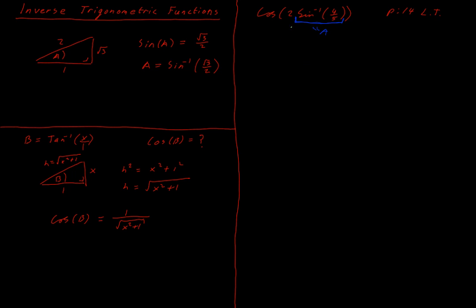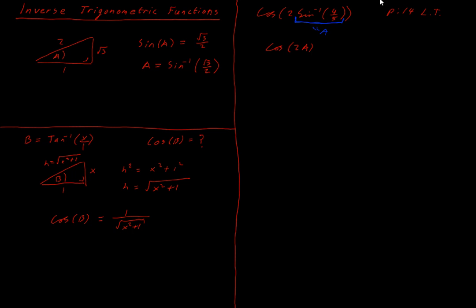So this is just the angle A. To make this look a little bit more familiar to ourselves, we could say that this is cos of 2A. And immediately we know what we're going to deal with. We're dealing with page 14 in our log tables, and we know what formula we're going to need in order to figure this out.